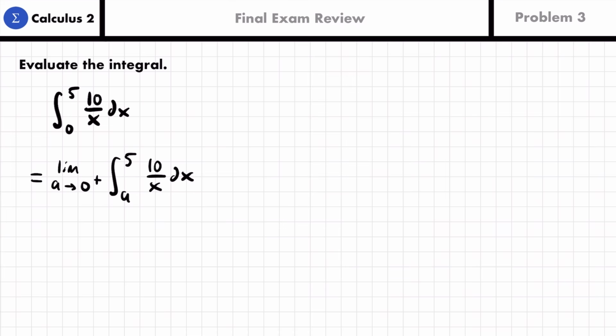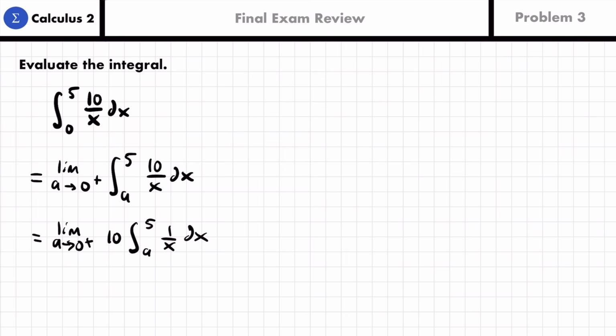And the first thing I want to do here is pull out this constant of 10. So this would be equal to the limit as a approaches 0 from the right of 10 times the integral from a to 5 of 1 divided by x dx. Okay, now it's a little bit easier to see what we can do to integrate this expression.